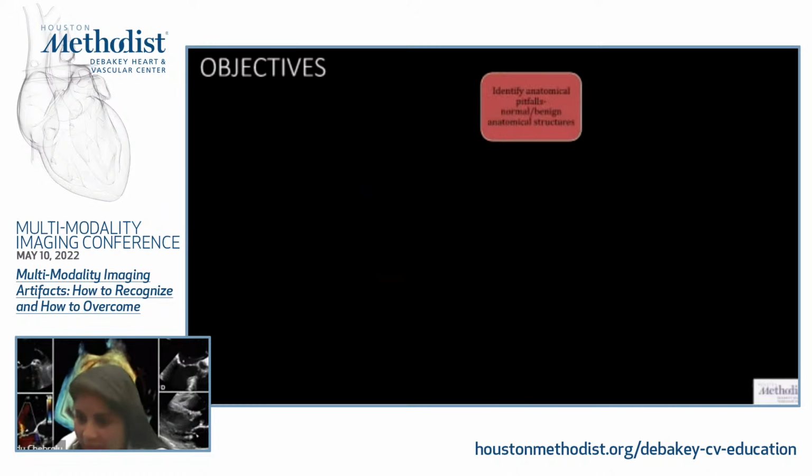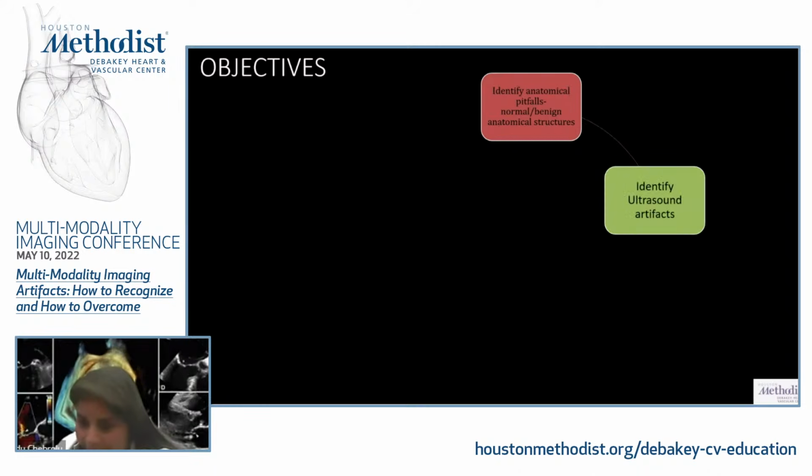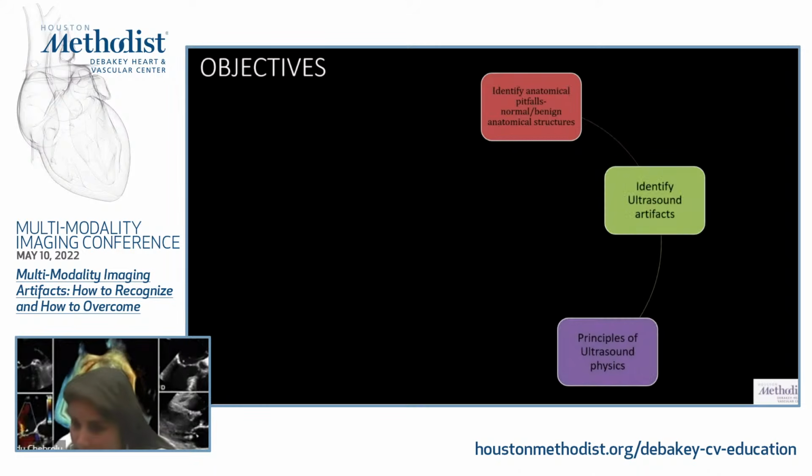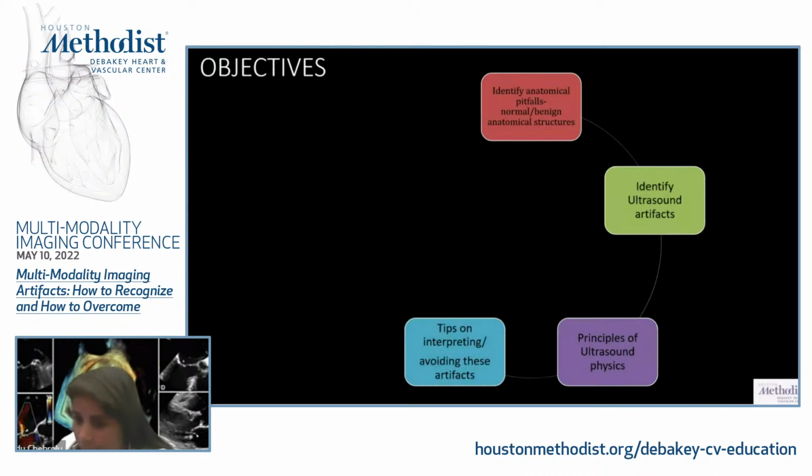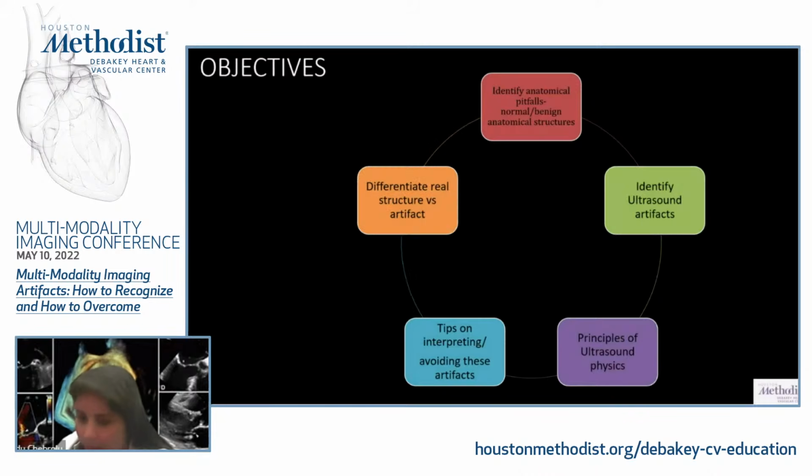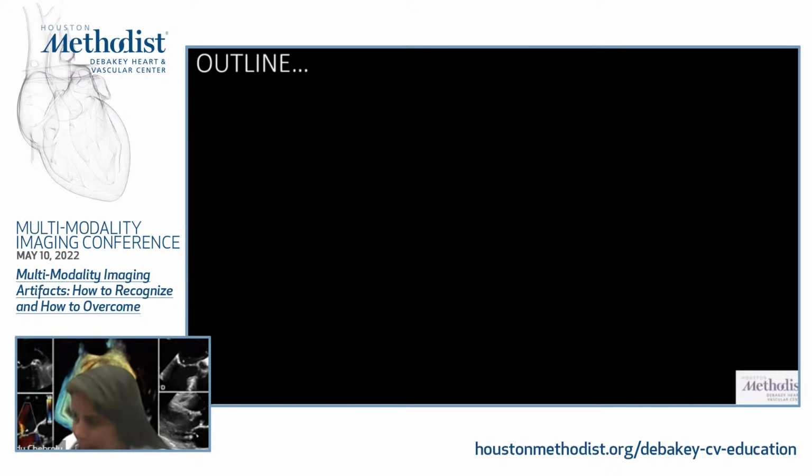Here are some of our objectives for our talk today. Identify some of the anatomical pitfalls, which are nothing but benign or normal anatomical structures that we often encounter. Identify some of the ultrasound artifacts. Learn the principles of ultrasound physics behind these artifacts. Learn some tips on interpreting and avoiding these artifacts. And finally, get some tips and clues on differentiating a real structure versus an artifact.